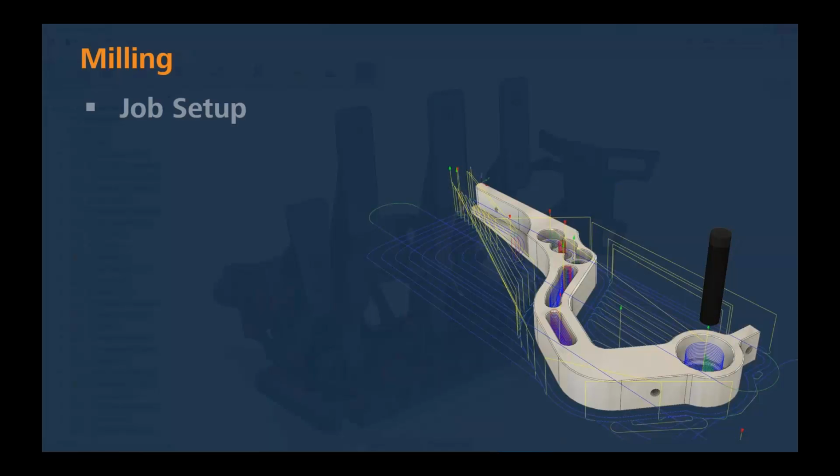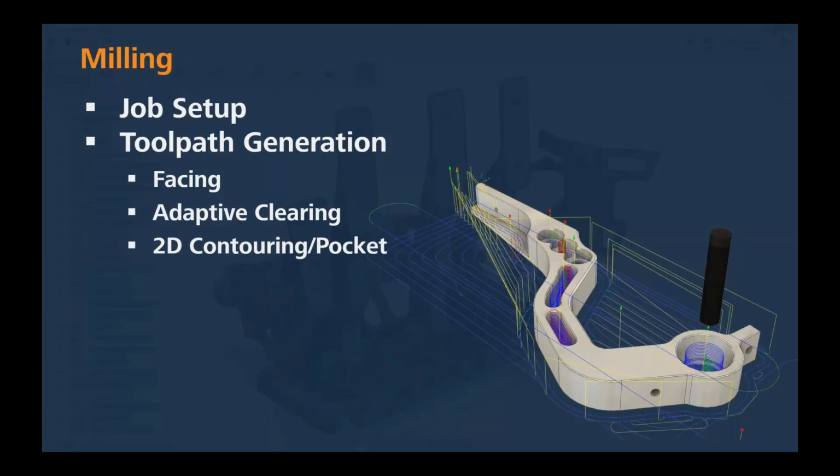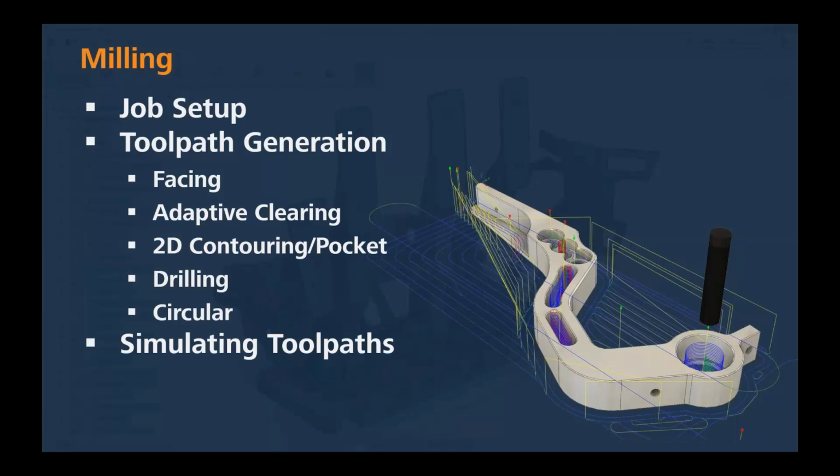Okay, let's go on and have a look then at today's technical demonstrations. The first I'm going to start off with is the milling content, which will step through job setup inside of Fusion 360. We'll then look at generating some tool paths. In specific, we're going to look at some operations such as facing and adaptive clearing, 2D contouring and pocket operations. We've got some drilling operations and circular operations as well.